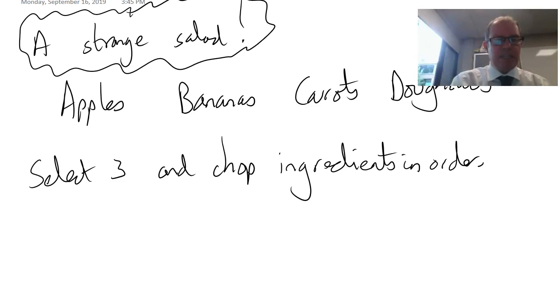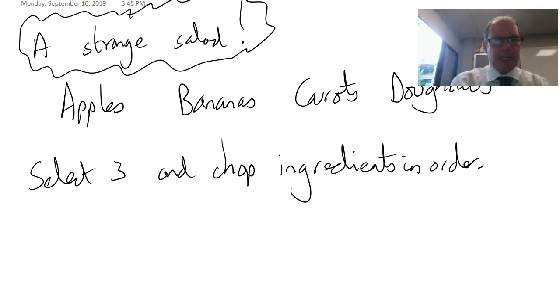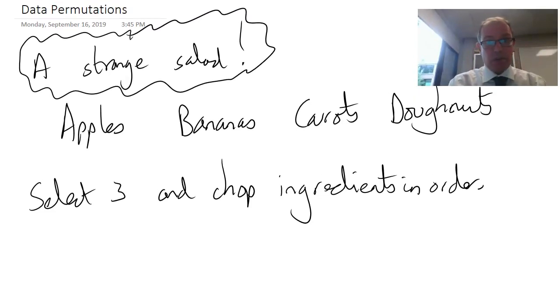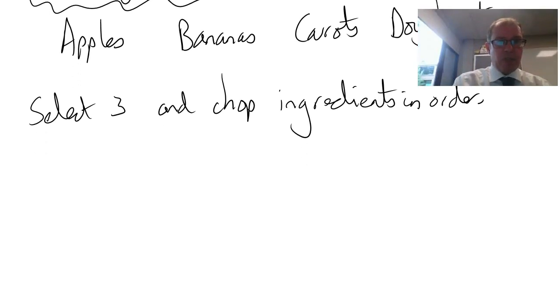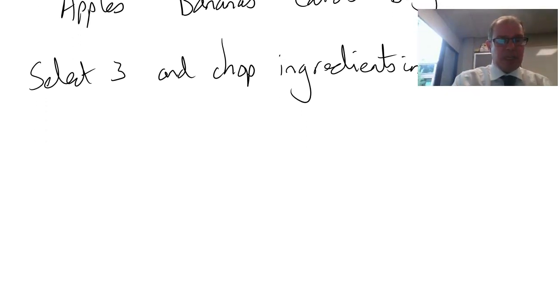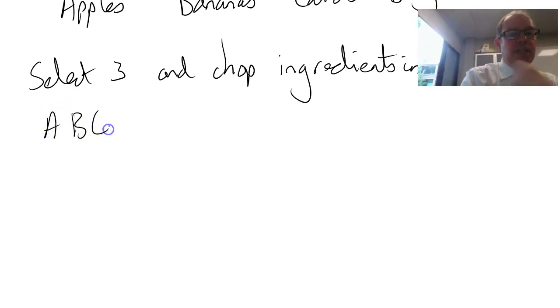So for simplicity, let's call apples A, bananas B, carrots C, and D for donuts. Oh, that worked out well, A, B, C, D. So one thing we could do is choose apples, bananas, and carrots. So I've selected 3 and I have apples, bananas, and carrots, and I'll chop in that order. Now imagine the AB is fixed. I could also choose apples, bananas, fixing that, and have donuts.